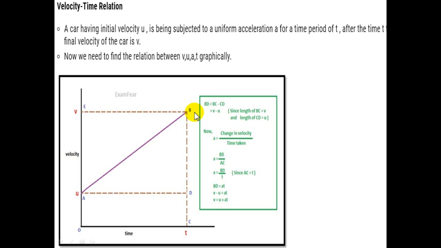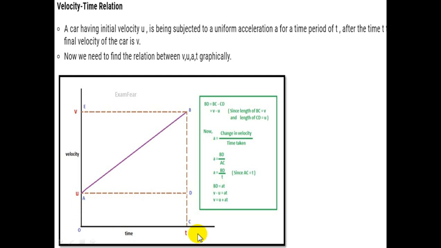Now BD by time. Let's see through the picture how actually it happens. Acceleration is equal to change in velocity by time taken. Now what is change in velocity? Change in velocity is BD. Yes, because this minus this will be the change in velocity. So you can also write BD by time taken.